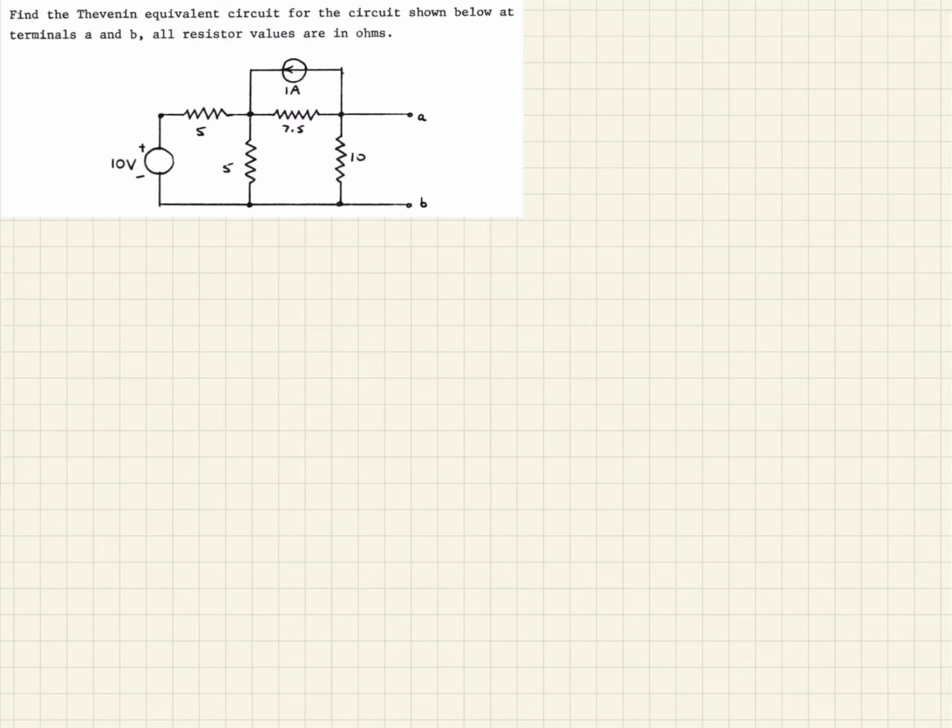So here we have a fairly simple example where we have this circuit with a 10-volt source and a 1 amp current source. They're asking us to find the Thevenin equivalent circuit for this circuit between terminals A and B. So that means we should be able to replace everything to the left of those terminals A and B with a single voltage source in series with a single resistor. So let's see how we would go about this.